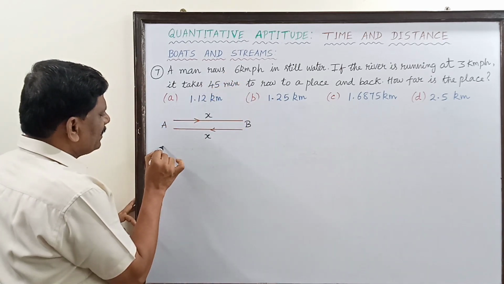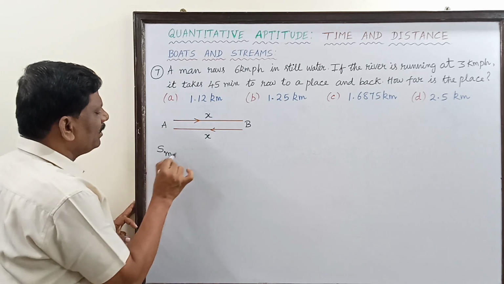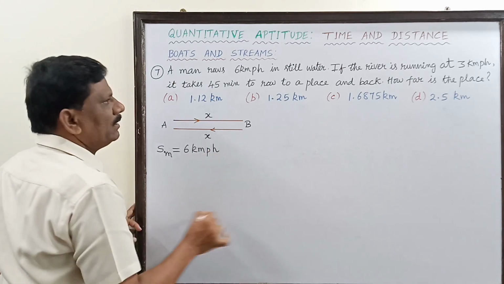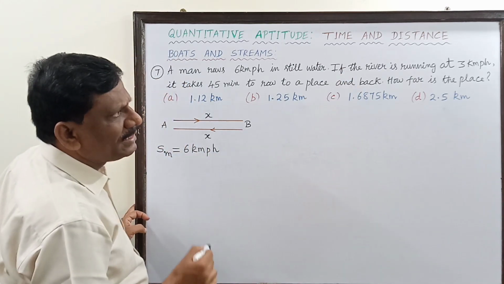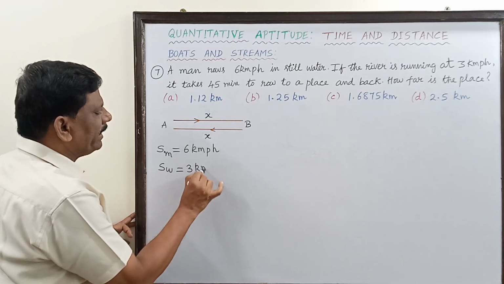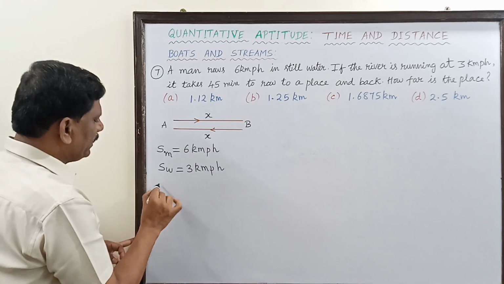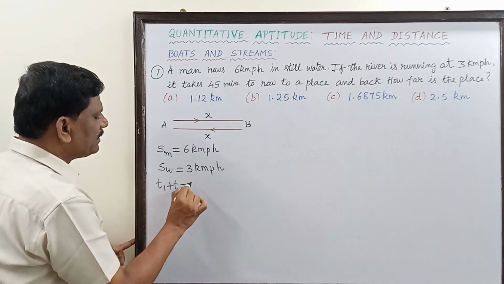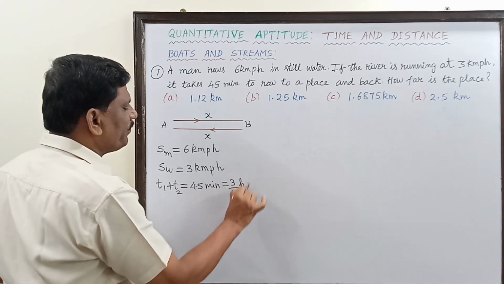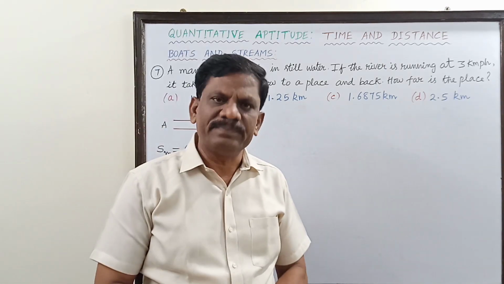So in still water, the speed of the man or the boat is equal to 6 km per hour. And the river is running at a speed of 3 km per hour, so this is the speed of water. Then what else is given? The total time T1 plus T2 is equal to 45 minutes. So 45 minutes is equal to 3 by 4 hour. We will keep it in the same unit, hour, because the speeds are given in kilometer per hour.